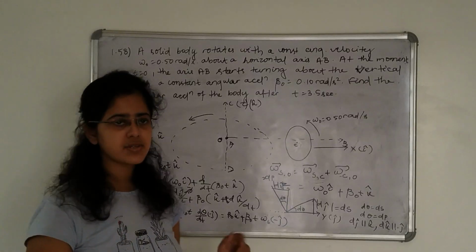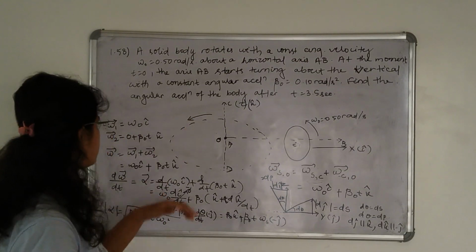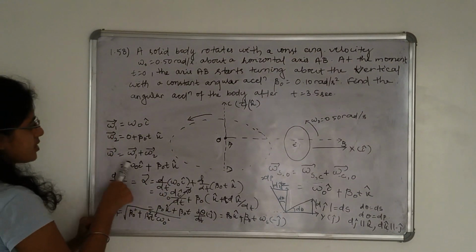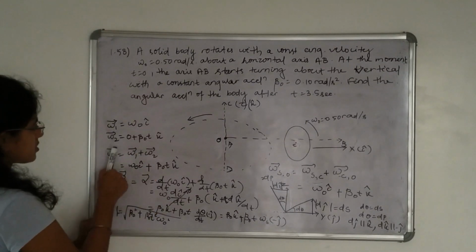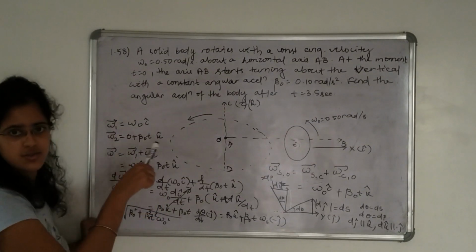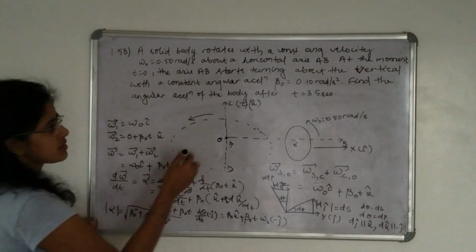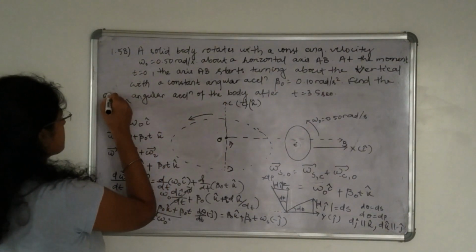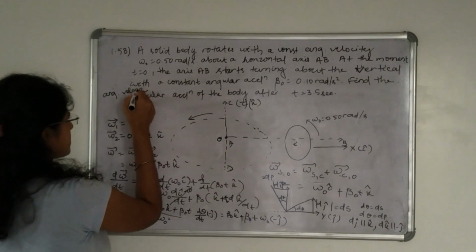I am extremely sorry, here angular velocity also we have to derive. So here you can see that angular velocity is omega naught I cap plus beta naught t k cap. So the modulus of this is how much? The square root of omega naught square plus beta naught t whole square. You can put the value and get the value of angular velocity. So we have to derive both angular velocity and angular acceleration.